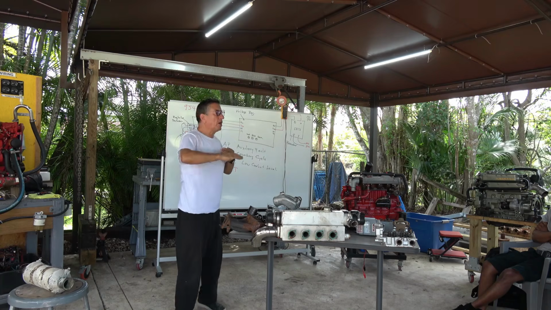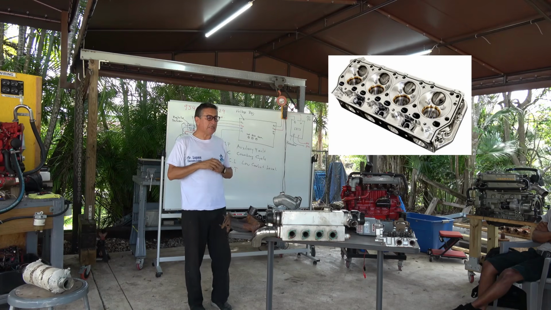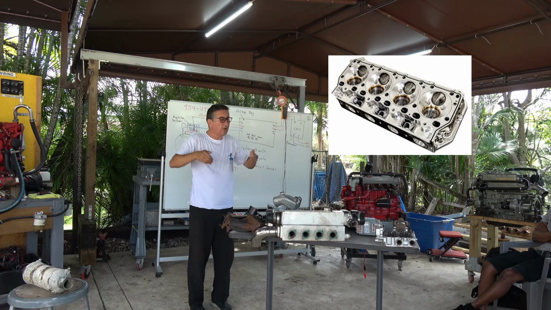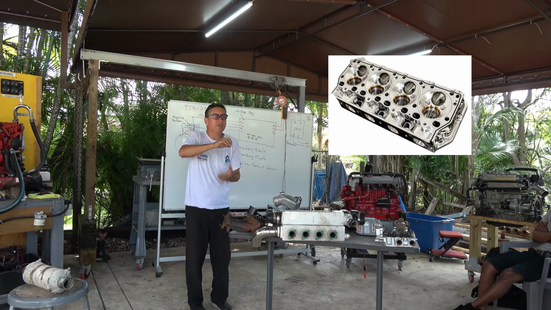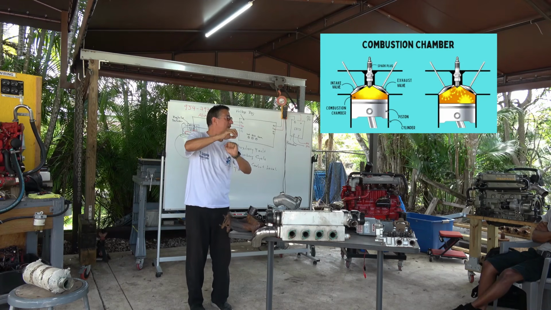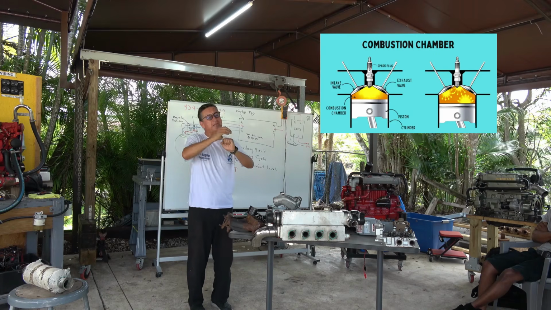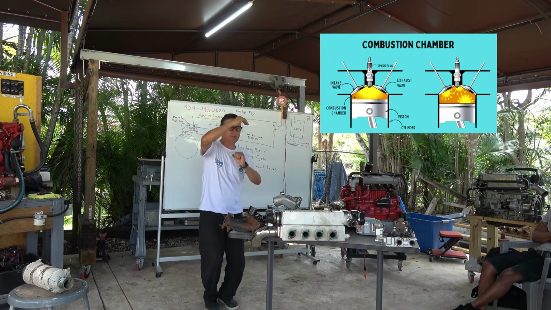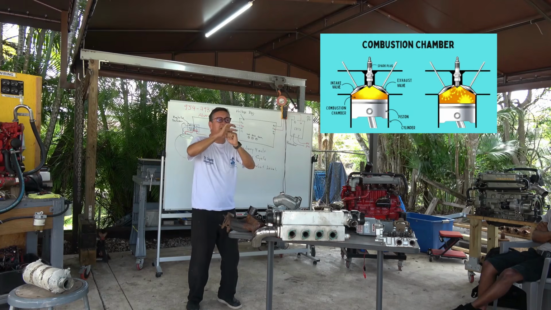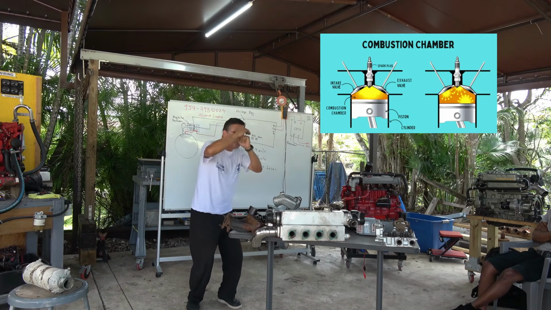On top of the block, you have the head. And the head is basically a metallic cover that encloses the top of the piston. When the piston is at top dead center, it creates that area. What is the name of that small area when the piston is in top dead center? The combustion chamber. The volume of the combustion chamber is that small pocket.